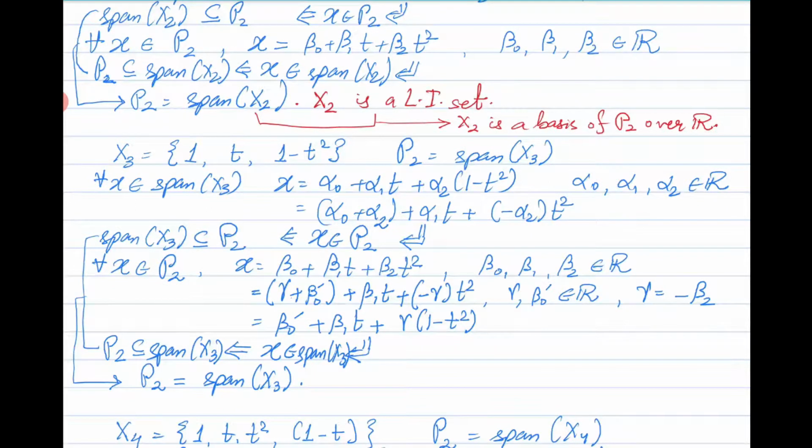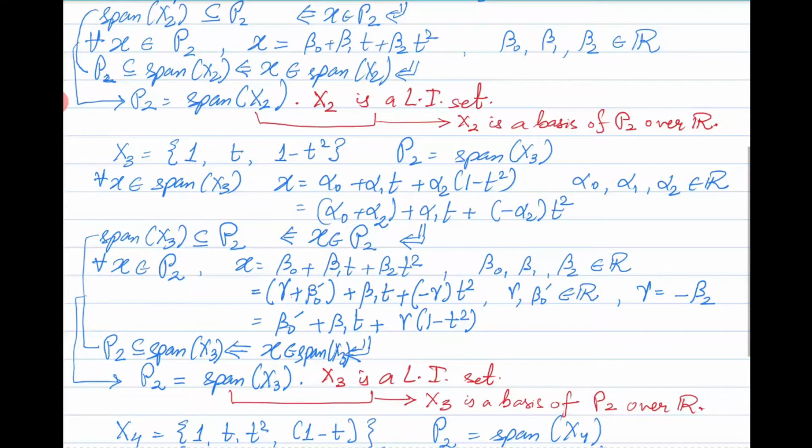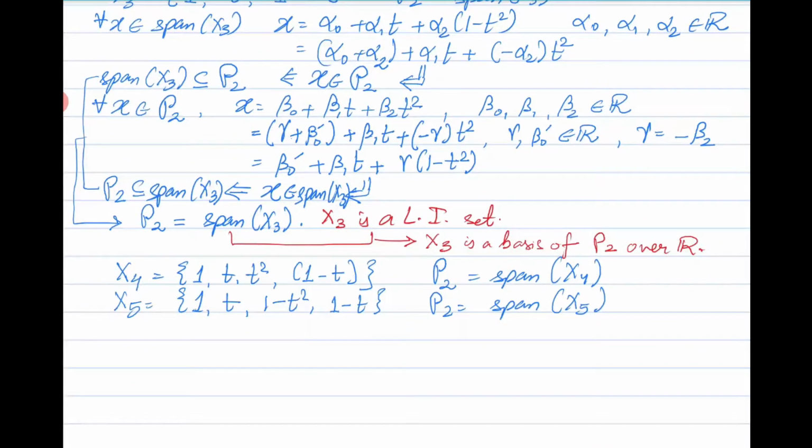I request you to please verify whether x2 is a linearly independent set or not. And similarly, if you check for x3, x3 is also a set of linearly independent vectors. Okay, and the spanning and linear independence together imply that x3 is a basis of the set of second-degree polynomials over the field of reals. Now what about x4?